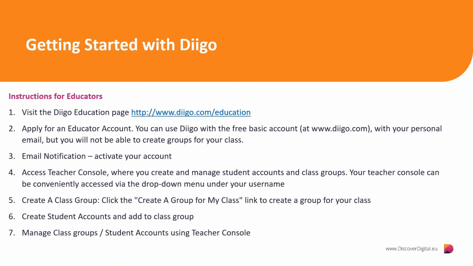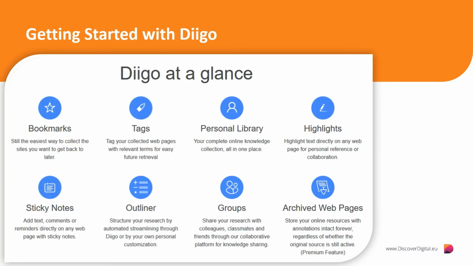To get started with DIIGO, visit www.diigo.com/education. Apply for an education account. You can use DIIGO with the free basic account as well. Email notification will arrive to your email. Activate your account, then access Teacher Console and many other options. In short, DIIGO gives access to features such as bookmarks, tags, personal library, highlights, sticky notes, outliner, groups, and archived web pages. For more information, watch the next tutorial.